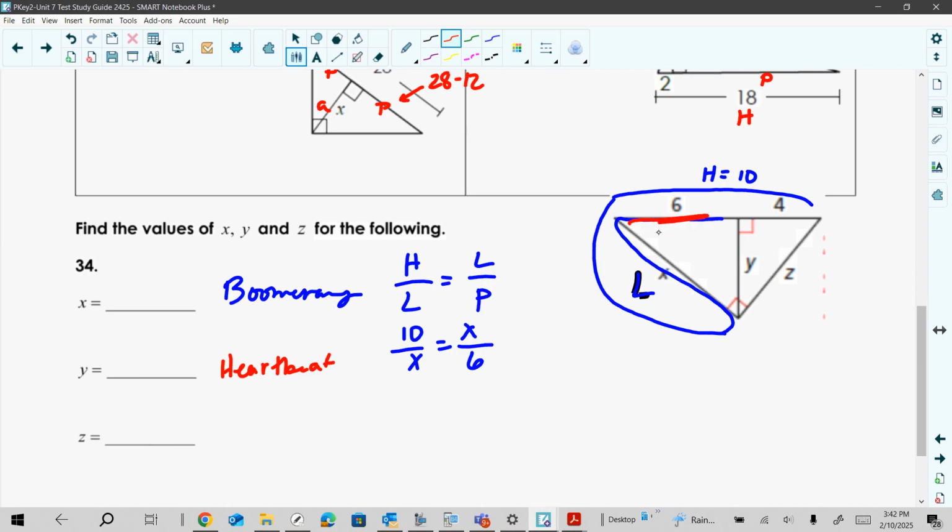Okay, here's our parts, our 6. Altitude is the y, back down the altitude to the other part, 4. So this would be 6 over y equals y over 4. And then z is also a leg, which means you're doing boomerang again. We'll see if you can get those done. These are all decimal answers. All right, thanks guys.